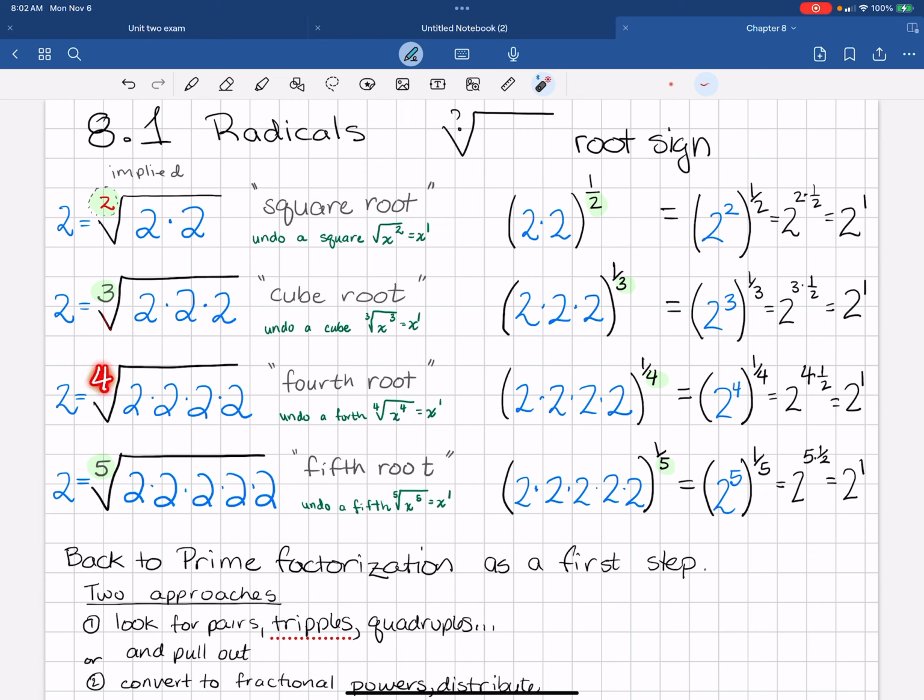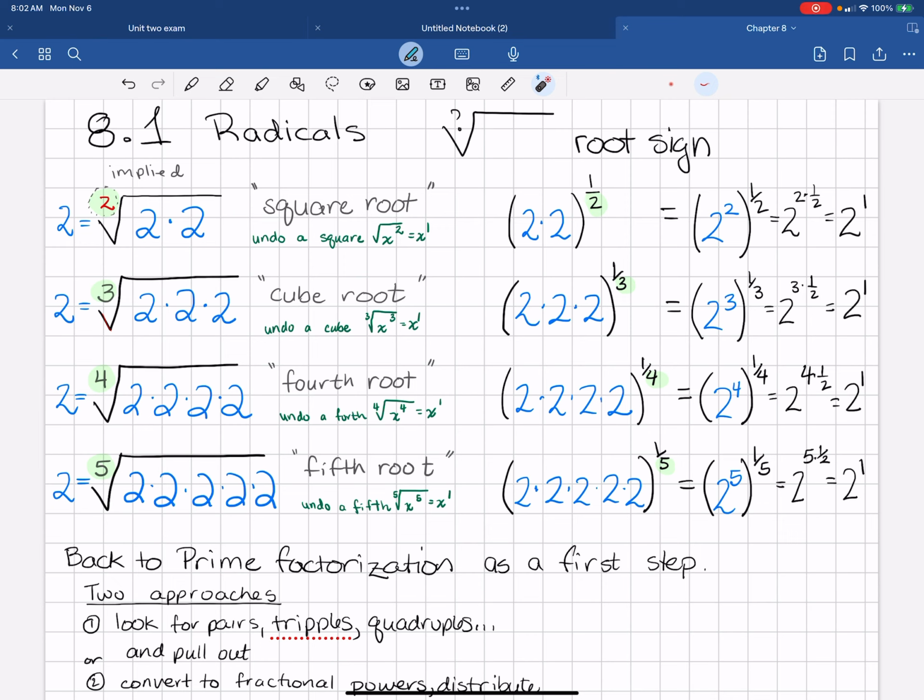In the 4th root, we're looking for 1, 2, 3, 4. So we're looking for groups of 4. Pull them all out, and we bring out 1, 2. For the 5th root, groups of 5: 1, 2, 3, 4, 5. So pull out all 5, cross them out, but you only pull out one: the 5th root of 2 to the 5th is 2.